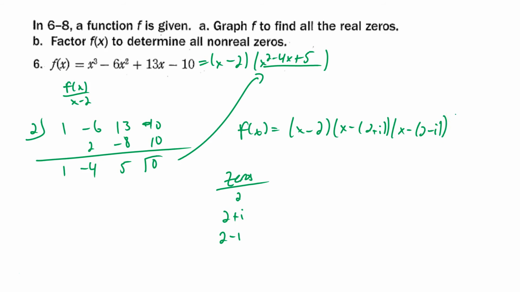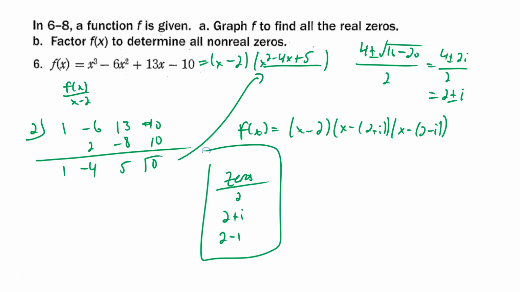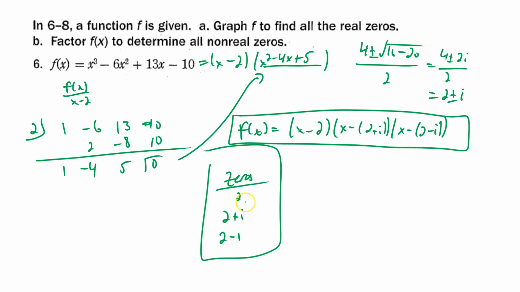That's it. So again, you could use the quadratic formula here. I might as well just show it. Negative b plus or minus the square root of b squared, which is 16, minus 4ac, that's 20, all over 2a, which is 2. So that's 4 plus or minus the square root of negative 4, which is 2i, over 2, which is 2 plus and minus i. Okay, so I kind of stole this from a previous problem. I just wanted to show that the quadratic formula does work there. So we have our zeros, and that's all they asked us to do. Factor f of x to determine all non-real zeros. So here's our factoring, and here are our non-real zeros.